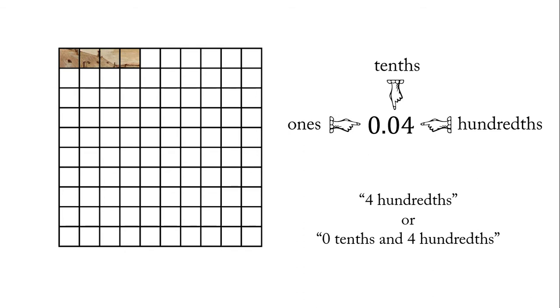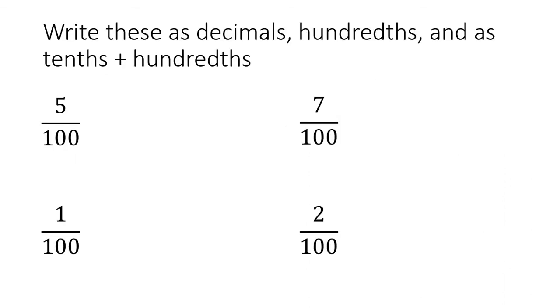Now you may think, well, that's kind of a waste of time because 0 means nothing, so 0 tenths and 4 hundredths is kind of redundant, and maybe that's true. But it's important to think of these decimals in terms of place value. So that's what we're going to do in our next example. I want you to write these as decimals, hundredths, and tenths plus hundredths. Press pause to try it out. Press play to check your answers.